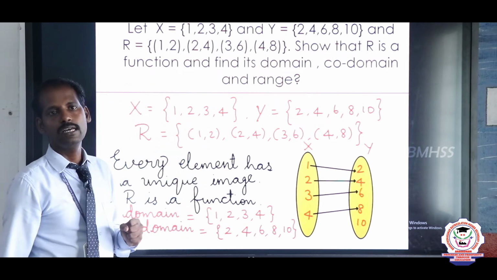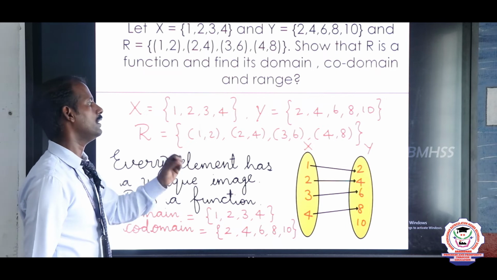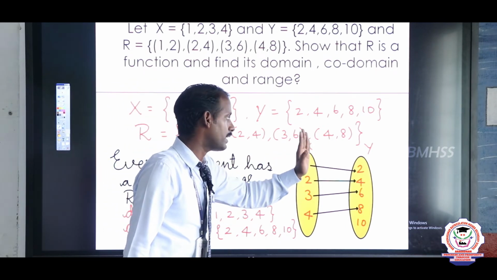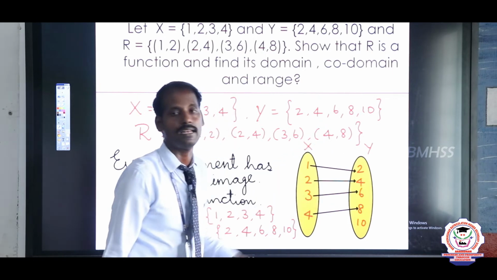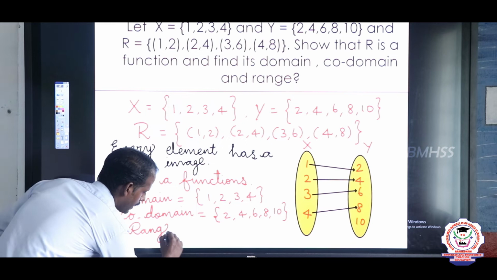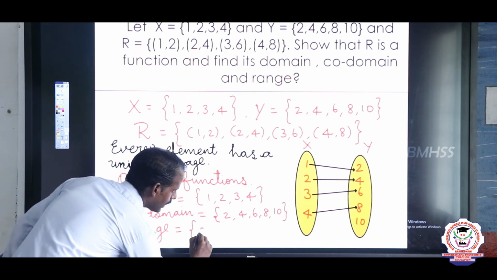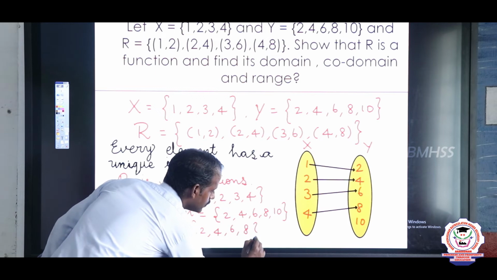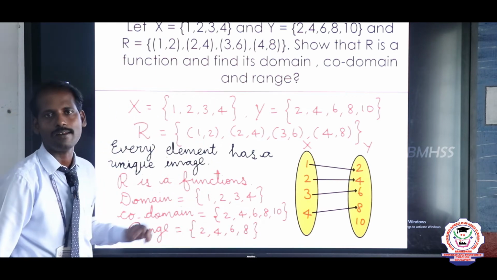What is range? Range is nothing but whichever elements are related from X to Y, those elements only are the range. Range is equal to, what are the elements? 2, 4, 6, 8. So 2, 4, 6, 8 is called the range.